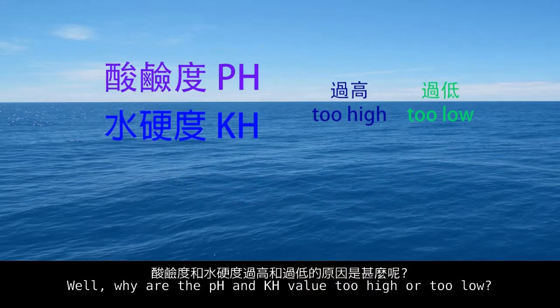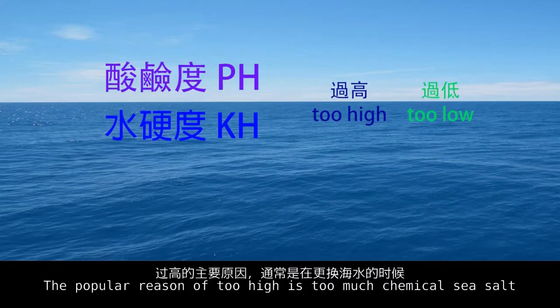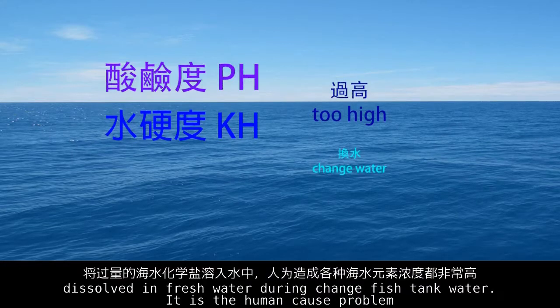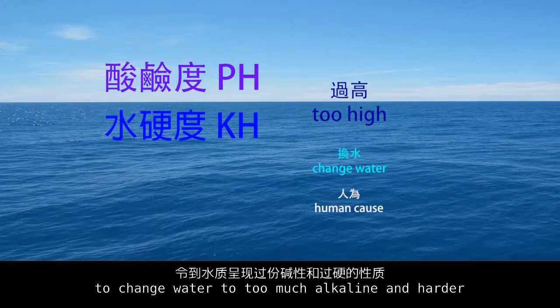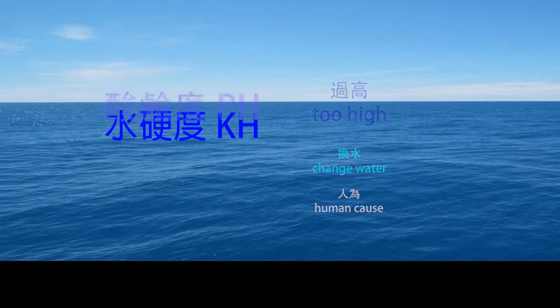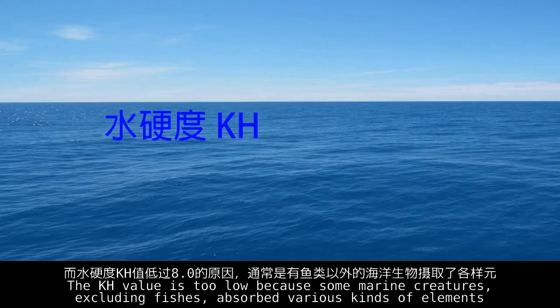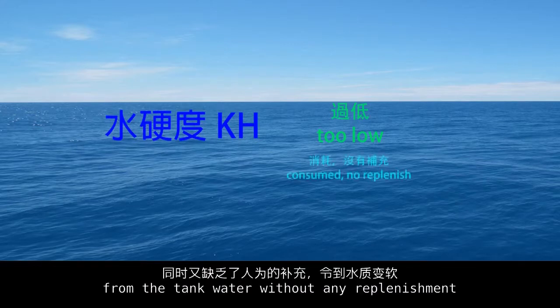Well, why are the pH and KH values too high or too low? The popular reason for too high is too much chemical sea salt dissolved in fresh water during changing fish tank water. It is a human-caused problem that changes the water to too alkaline and too hard. The KH value is too low because some marine creatures, excluding fishes, absorbed various kinds of elements from the tank water without any replenishment.